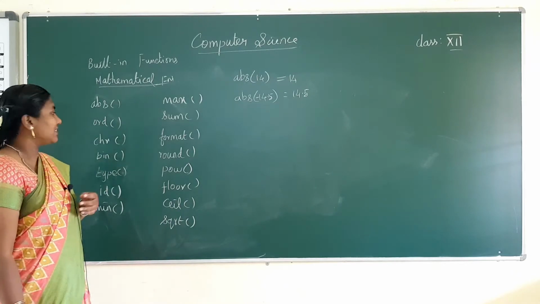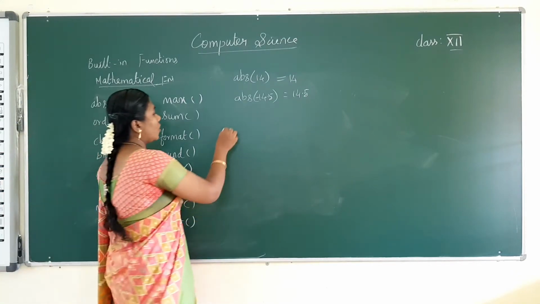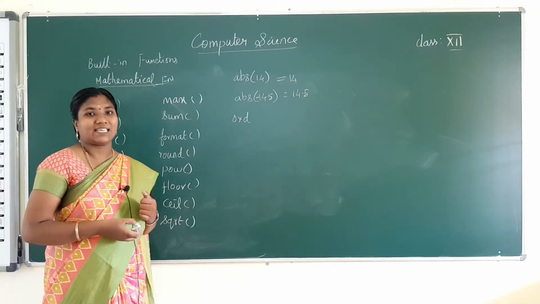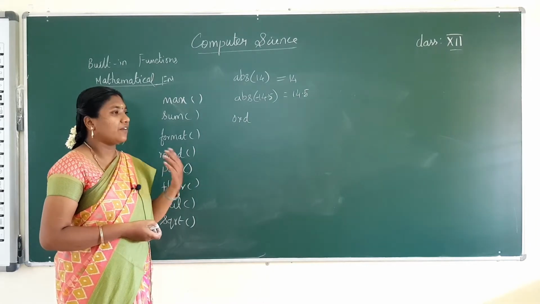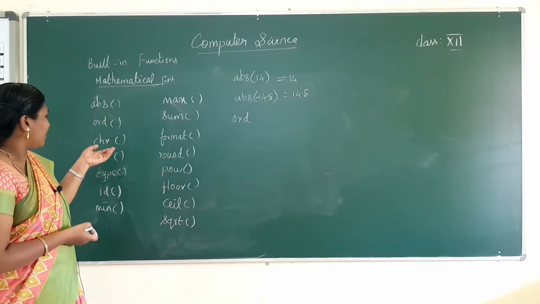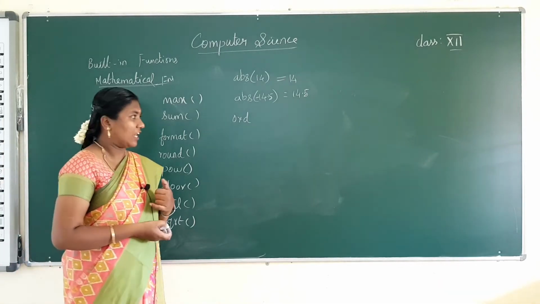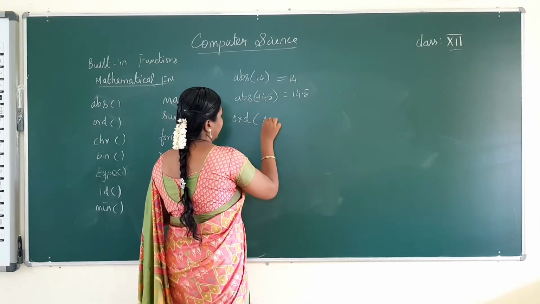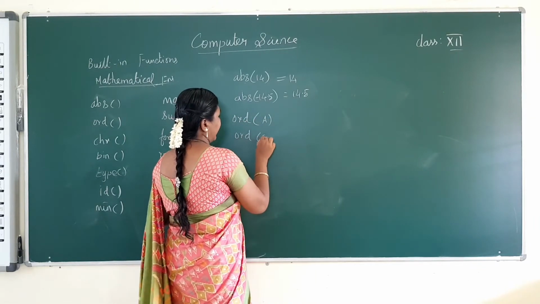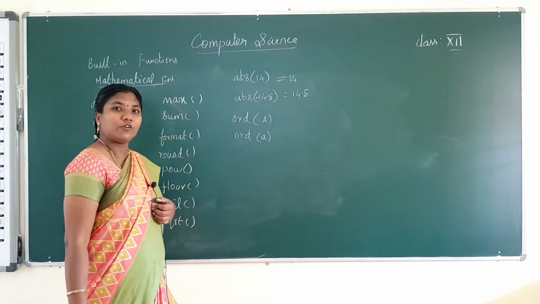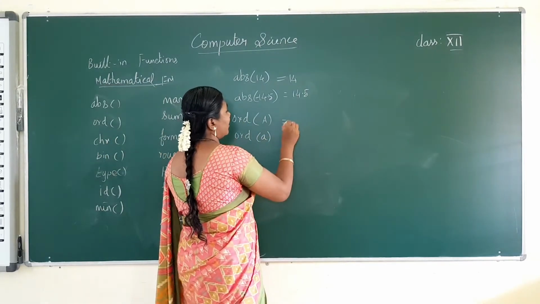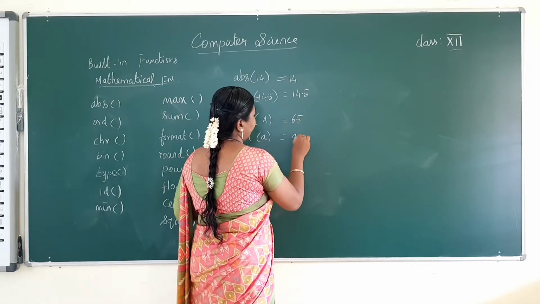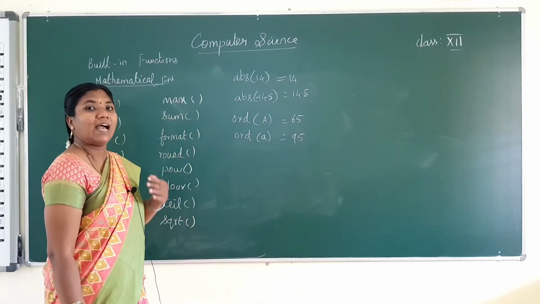The second one is ord. It gives the corresponding ASCII value for the character you give. ord of capital A and ord of small a. What will be the value of this? The ASCII value for capital A is 65, and for small a it is 97. It will give the corresponding ASCII value.